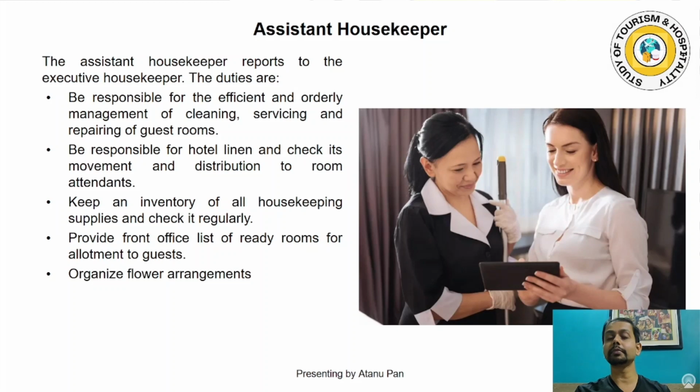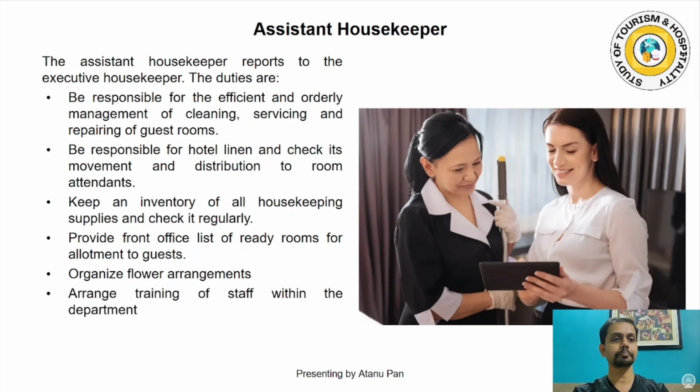contract is again maintained by the deputy housekeeper, and the assistant housekeeper is looking after whether the flower arrangement is done as per the requirement of the guest. Whatever the guest has ordered, has the flower arrangement been done as per the requirement of the guest or not.